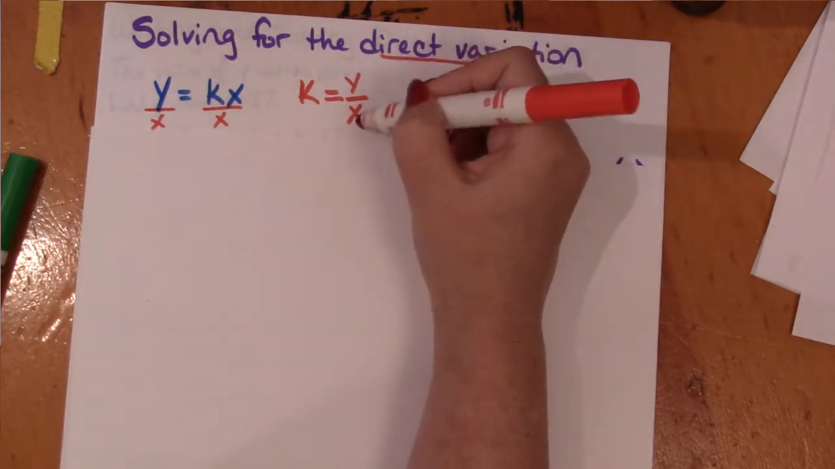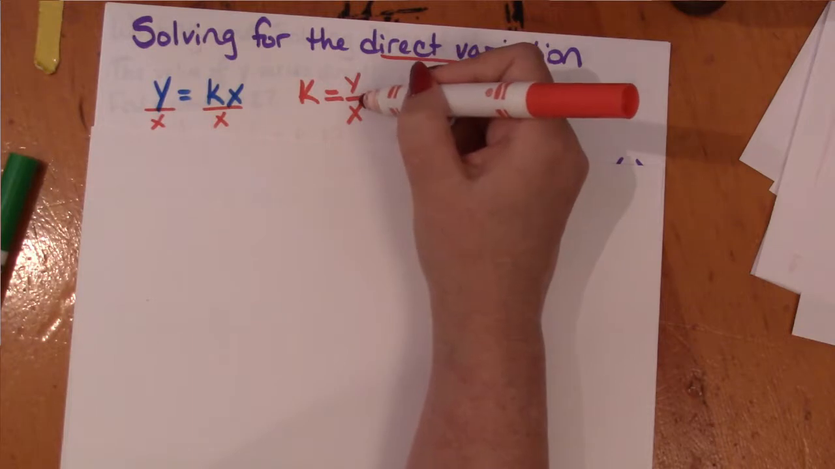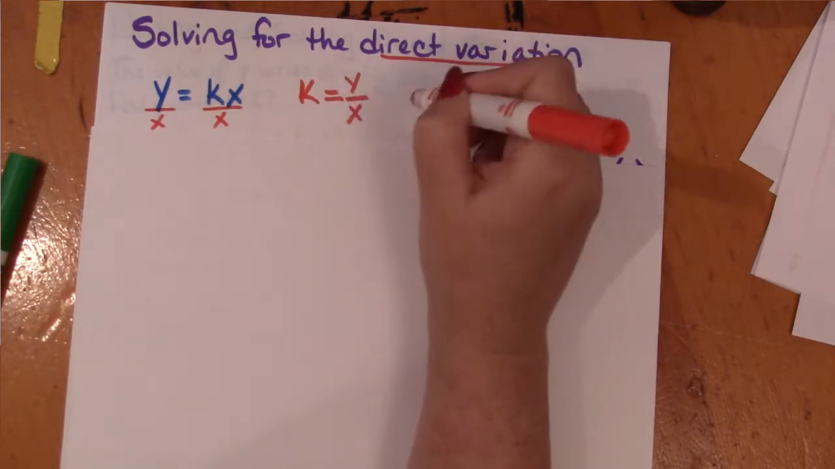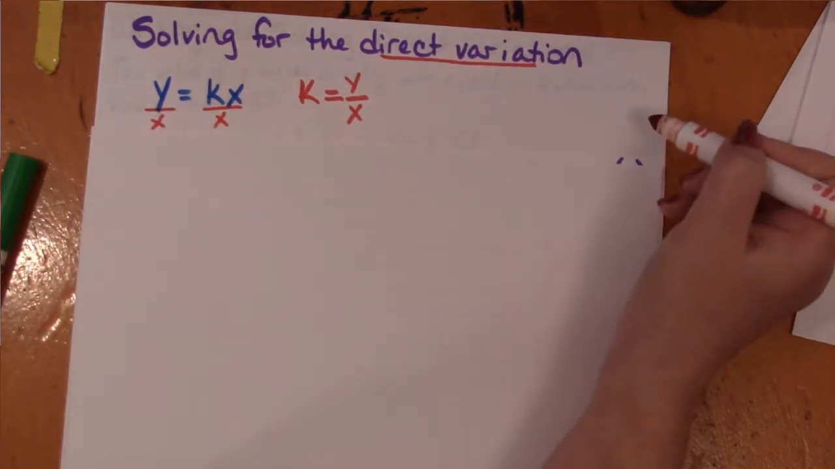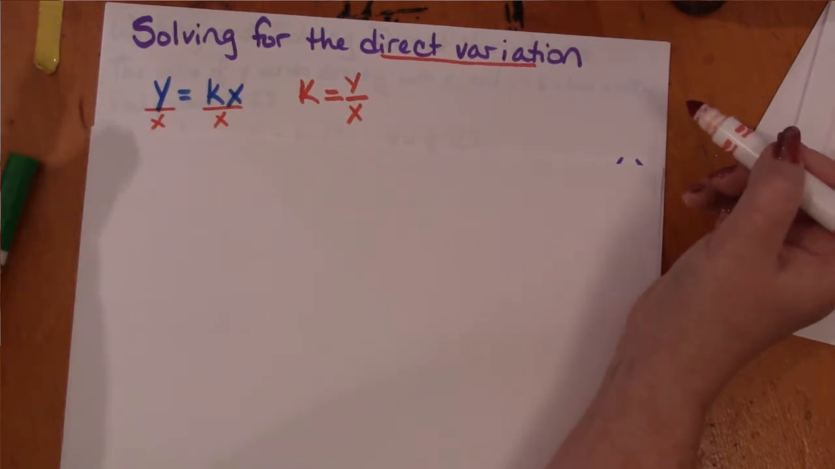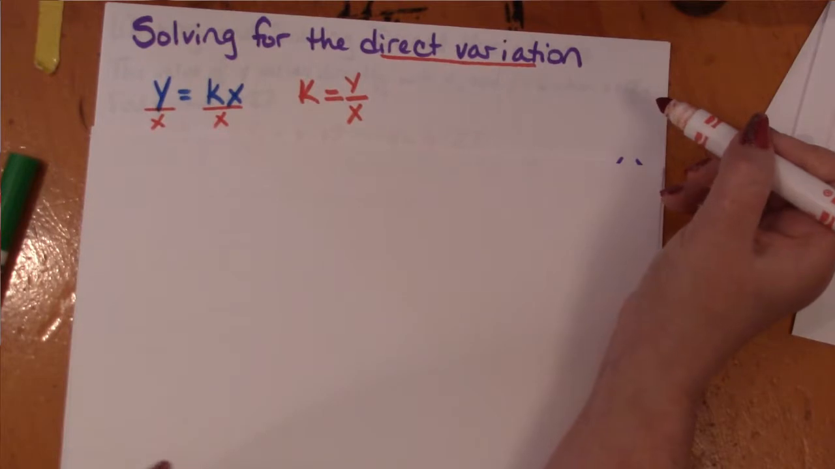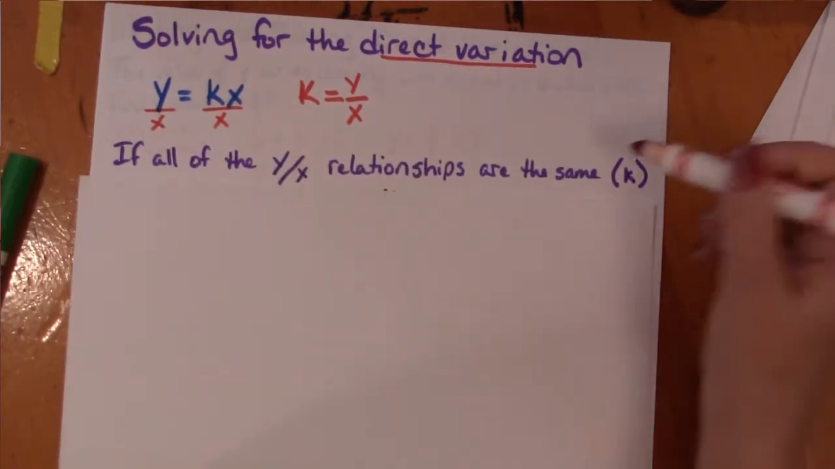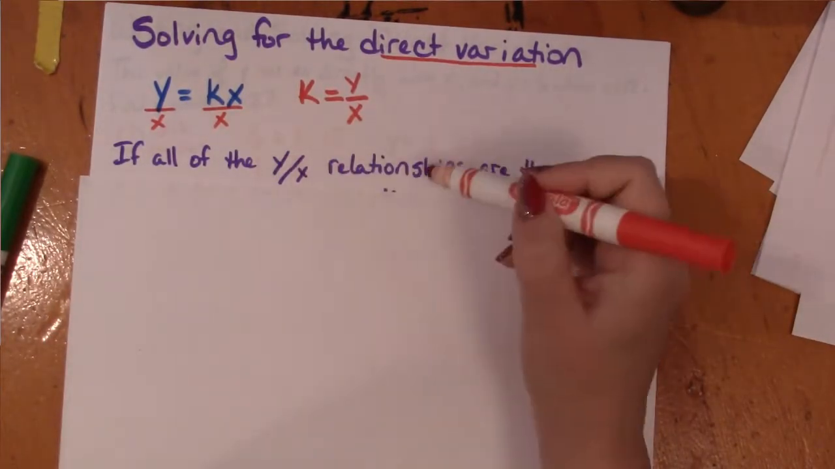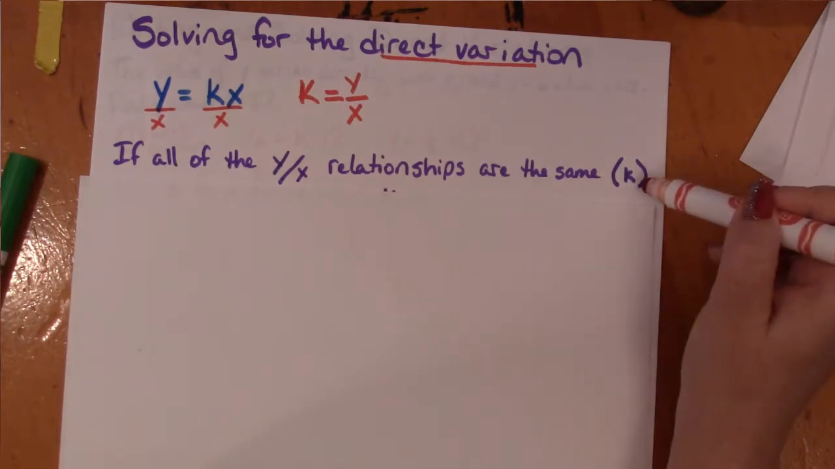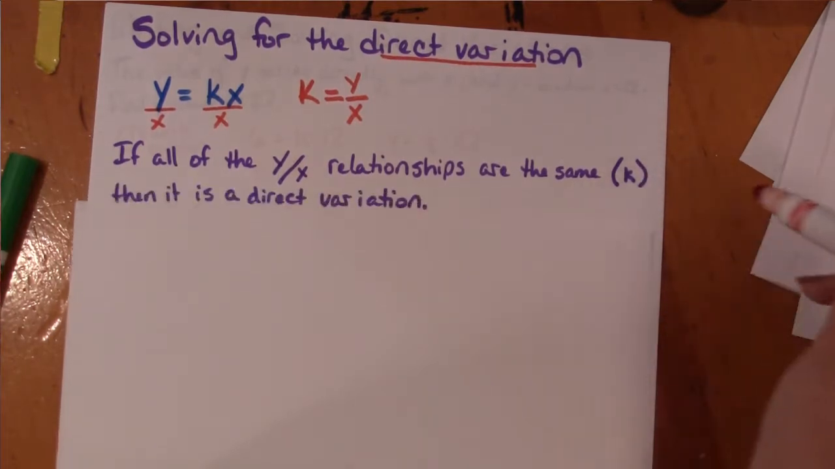If you have a whole bunch of points, you can set them up in y divided by x, and if they all equal the same k, then you know that you've got a direct variation equation without having to solve for the equation. You can just plug a bunch of points in. If all of the y divided by x relationships are the same, if they're all the same k, then it is a direct variation.